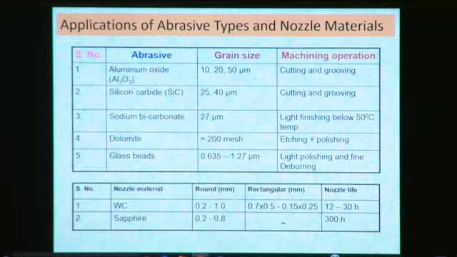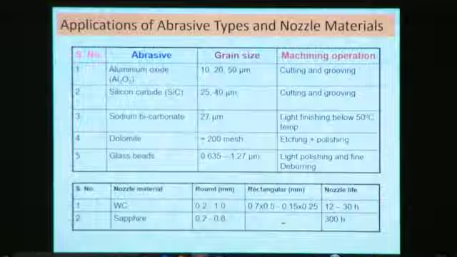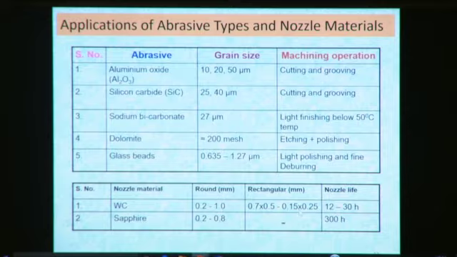So these are the different nozzle materials: tungsten carbide and sapphire. Tungsten carbide has a life of 12 to 30 hours, and it is a round tip, 0.2 to 1 millimeter, or a rectangular tip 0.7 to 0.5, 0.15 cross 0.25. So this is the dimension of the rectangular tip. It has a life of 12 to 30 hours. But in case of sapphire, its life is 300 hours. Sapphire is generally used with round cross section with 0.2 to 0.8 millimeter diameter.